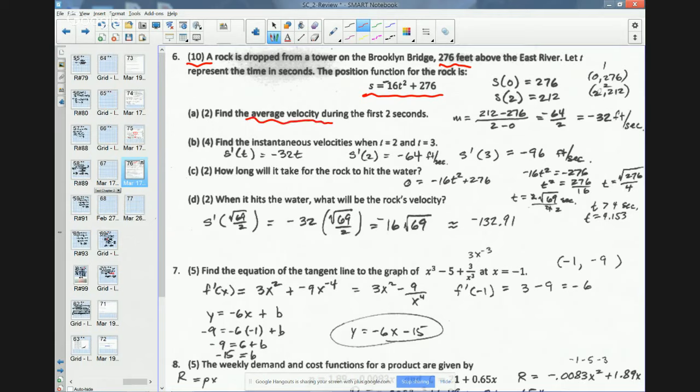All right, let's talk about A. Find the average velocity. That's the same as saying the average rate of change. Average rate of change, very important words, means what? Just find the slope. The slope between 0 and 2 seconds. So you notice the very first thing I did up here is find the height at 0. And that's easy. Just plug in a 0 into the equation. -16t squared is 0 when t is 0. So we just get 276. When you plug in a 2, it works out to 212. So there's our 2 points, which I wrote over here. Do the slope.